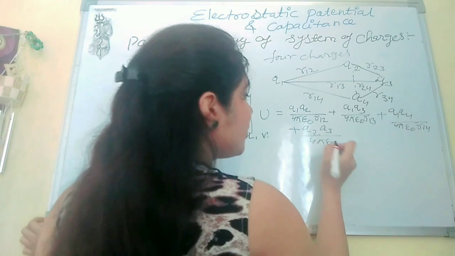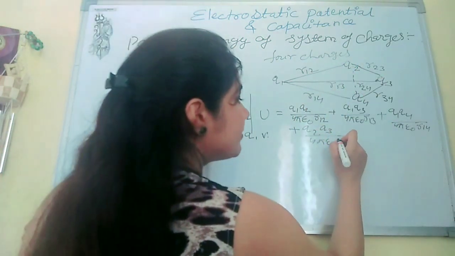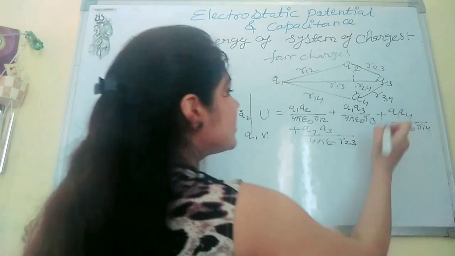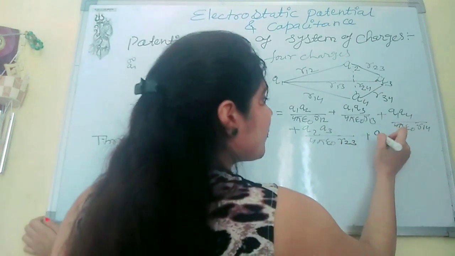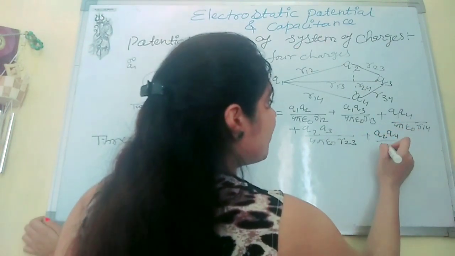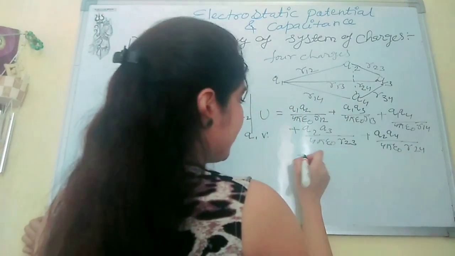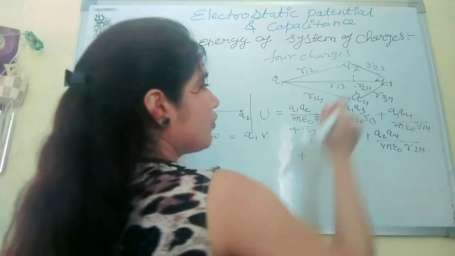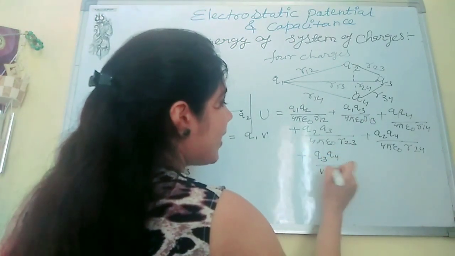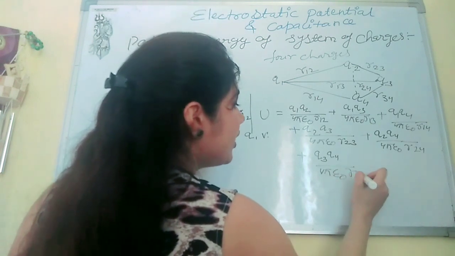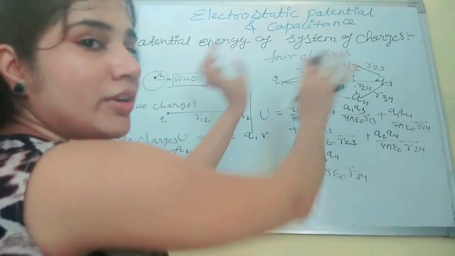4 pi epsilon naught. The distance is R23, right? Now in these 2 points, that is Q2 Q4 upon 4 pi epsilon naught R24, and one more, that is Q3 Q4, that is Q3 into Q4 upon 4 pi epsilon naught R34. Okay, we have marked all the potential energy in every point.